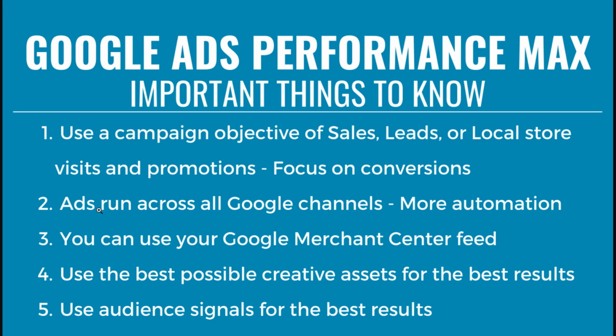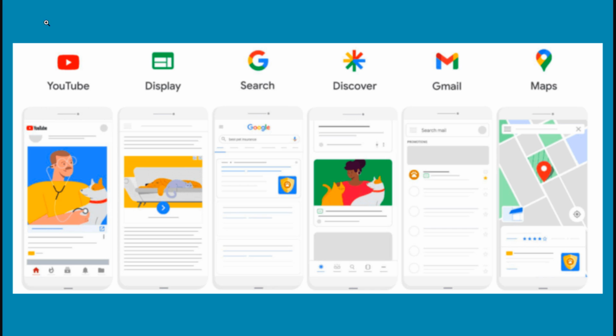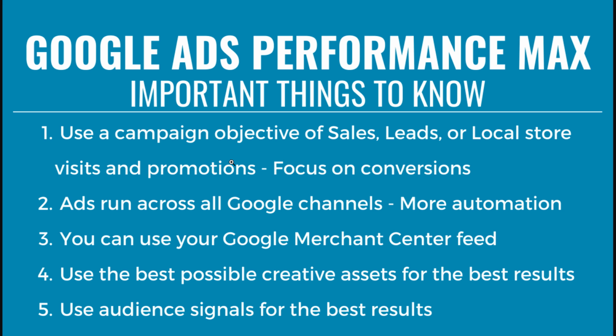Now, number two, your ads can run across all Google channels, so it gives you much more automation for your campaign. Your targeting is going to be much different than what you're used to if you're used to running standard search campaigns or display campaigns, and your ads are going to run across YouTube, display, search, Discover, Gmail, and Google Maps. So basically everywhere that Google Ads run, your ads can potentially run as well. And basically what Google Ads is going to try to do is drive you conversions by finding people that are going to be the most likely to convert on your website.